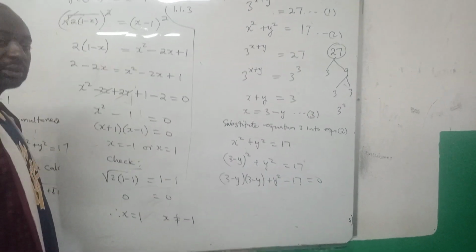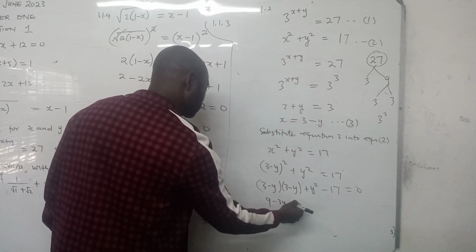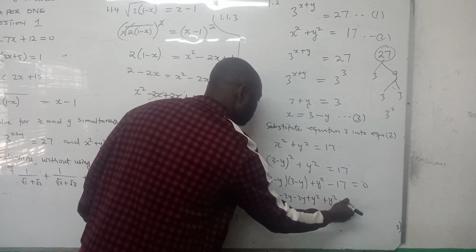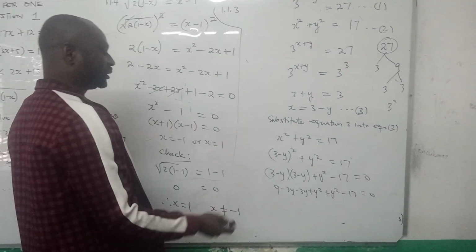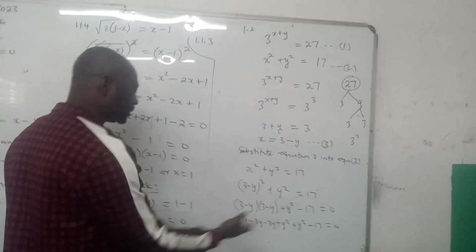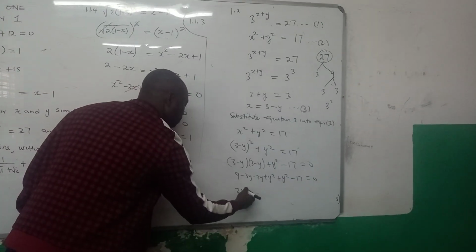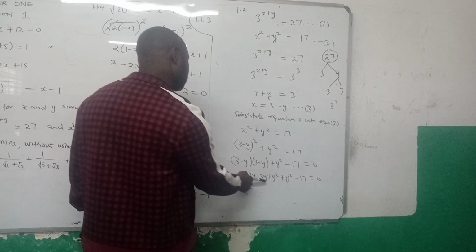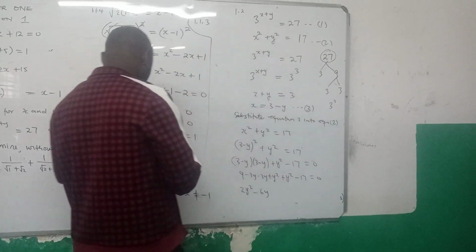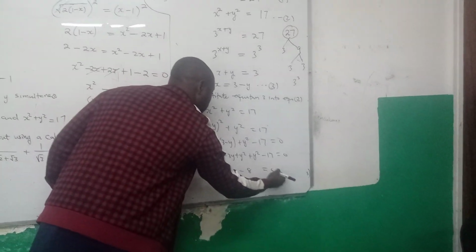It's leading you to a quadratic. So now 3 times 3 is 9. 3 times minus y is minus 3y. Another minus 3y. Minus y times minus y is positive y squared. Plus another y squared minus 17 equals 0. Group like terms and arrange them in their order. The highest degree will come first. So square is the highest degree here. So we got y squared plus another y squared will give us 2y squared. And then minus 3y minus 3y will give us minus 6y. And then you take 9 minus 17. That will give you minus 8 equals 0.